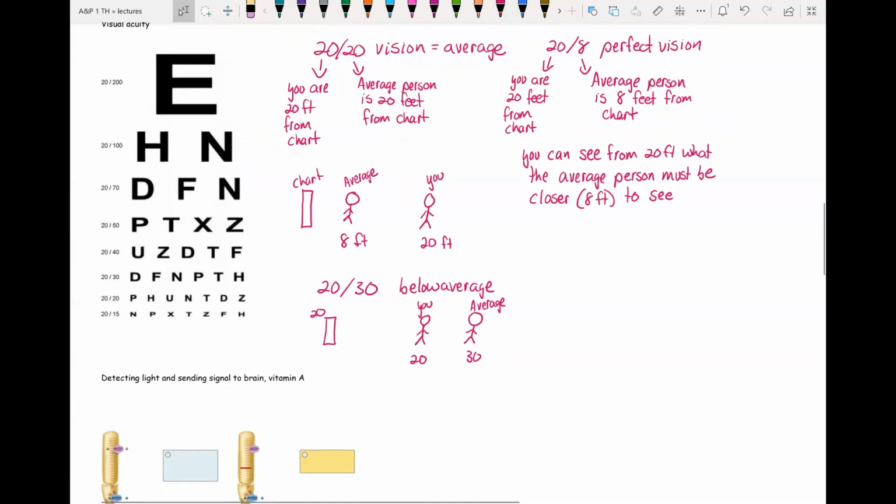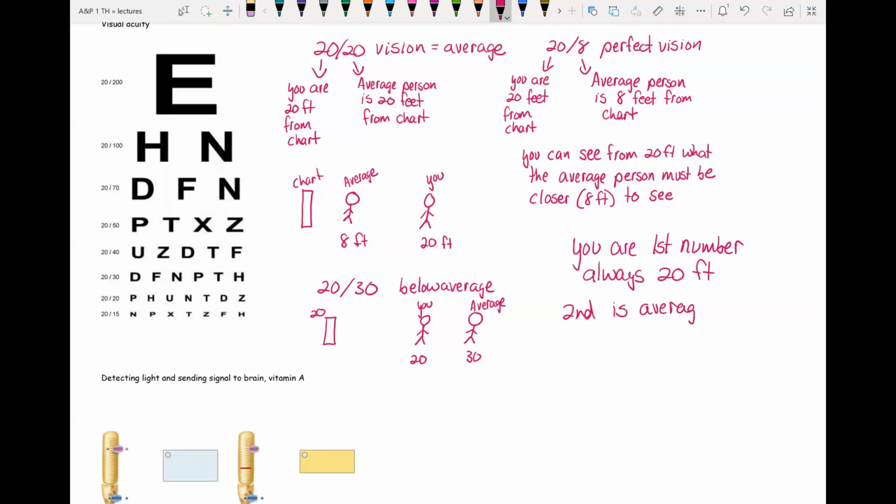You are always the first number, and that first number stays. You are always at 20 feet. So the first number is always going to be 20 feet. The second number is the average person. This is the number that changes. It's where the average person would stand to read the same thing that you see at 20 feet.